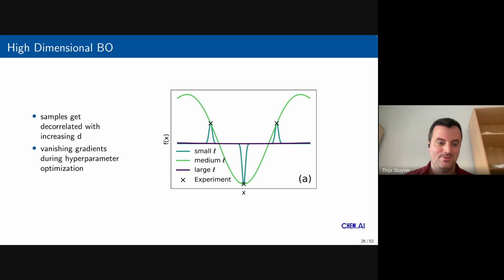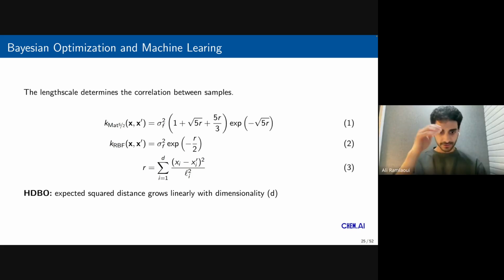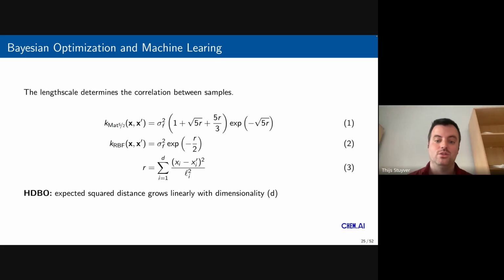I have a question. So if you go back to the previous slide, in the formula for R, isn't the length scale dependent on each dimension? Like you have a length scale for each dimension. Yes. And so the Gaussian process model will actually modulate the length scales for each individual dimension independently, just to fit the data as well as possible.